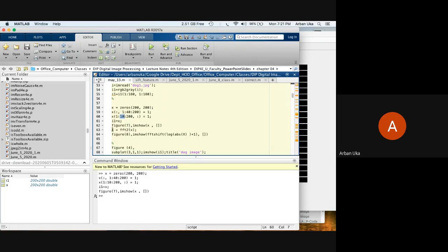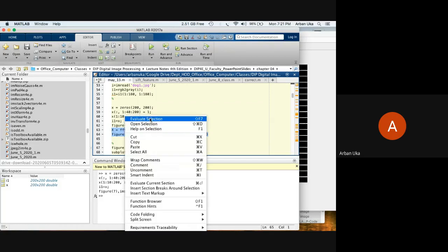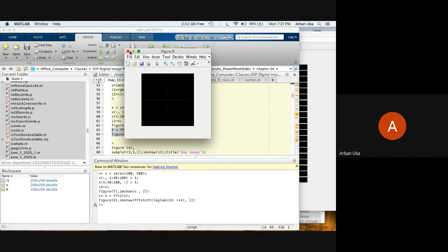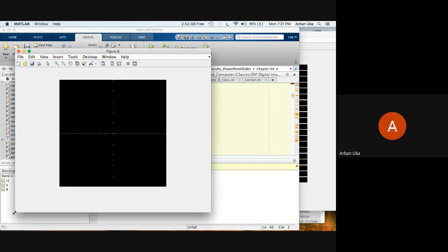Then we looked, we saw what happened, and then immediately we just calculate the Fourier transform using line 63 of the code, and in line 64 we just plot the Fourier transform, and this is what we observe, okay?